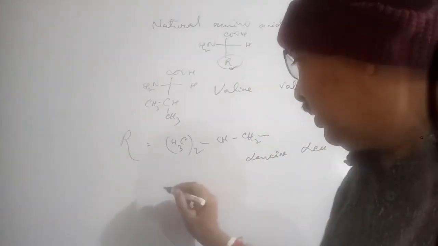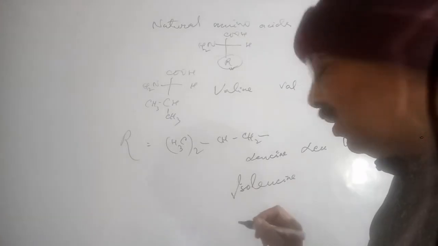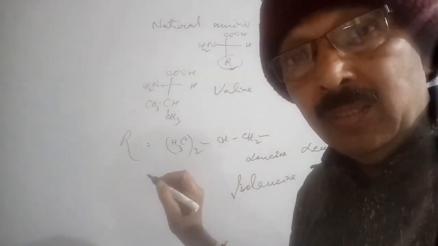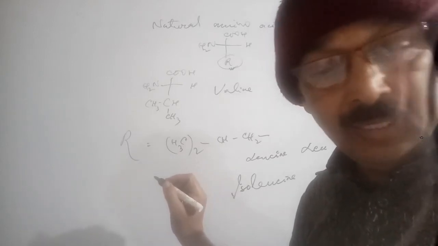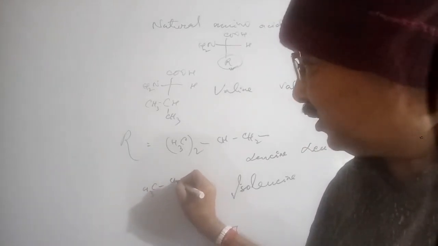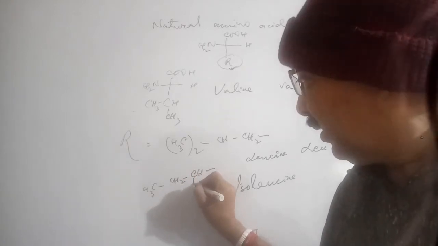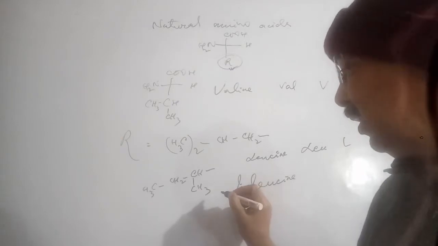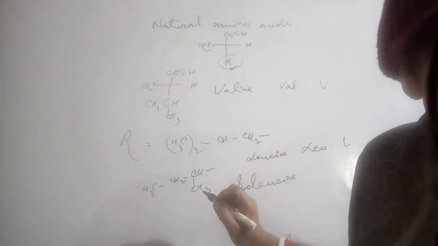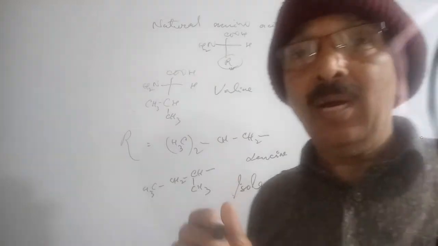The other one is isoleucine. For isoleucine, it is wrongly given in the NCERT book, so make it correct in the NCERT book like this: CH3, CH2, CH, and here is your CH3. Then the name of the alpha amino acid is isoleucine, and the three-letter symbol is ILE, and the code is I.